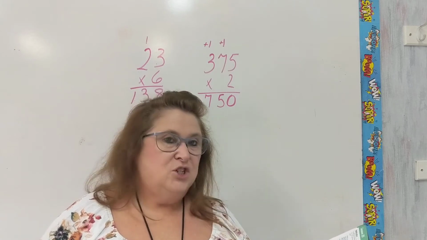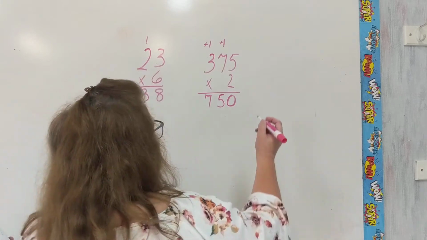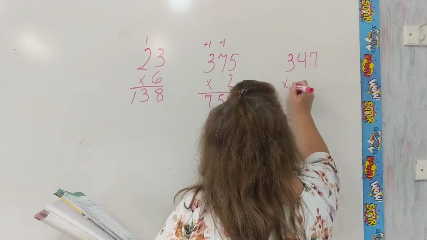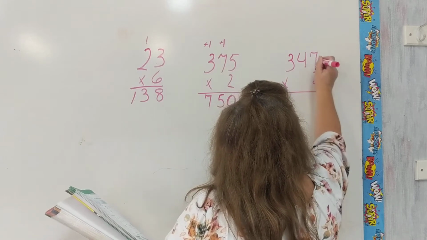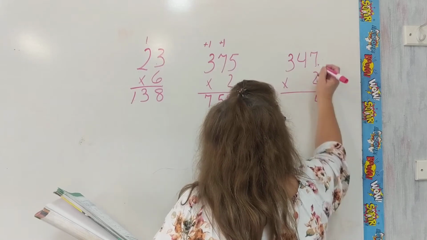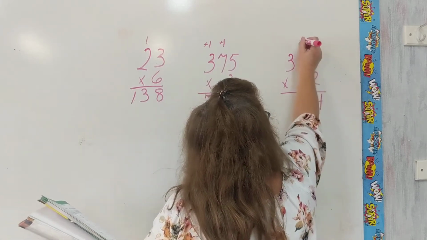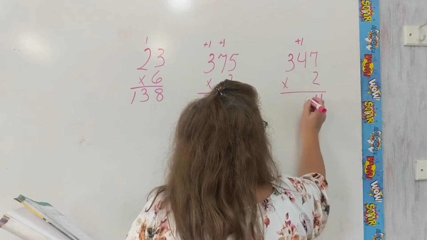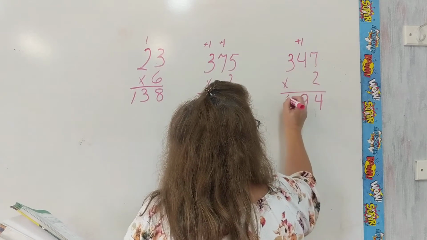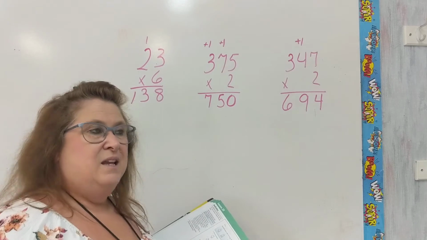All right, so in section 1, letter A, we are going to do the problem 347 times 2. What is 7 times 2? It's 14, so we're going to put our 4 down. We're going to carry our 1. What is 4 times 2? 8, plus our 1 we carried, and it equals 9. And what's 3 times 2? 6. So our product is 694.